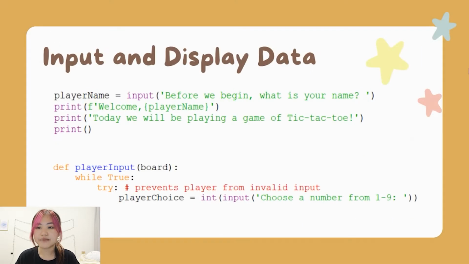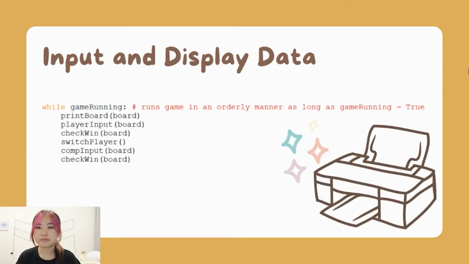I'll first start off with input and display data, whereby the program prompts the player to enter their name with the input function. The program will then proceed to display a welcome message with a print function, followed by the player's name to greet the player in order to create the sense of personalization for the player. Besides that, I've also used the integer input function to allow the player to make their choice of position on the board. This player input will then be printed onto the board using my player input function.